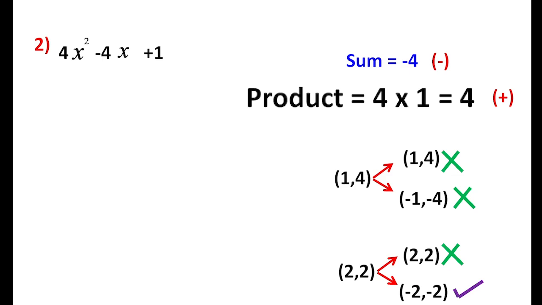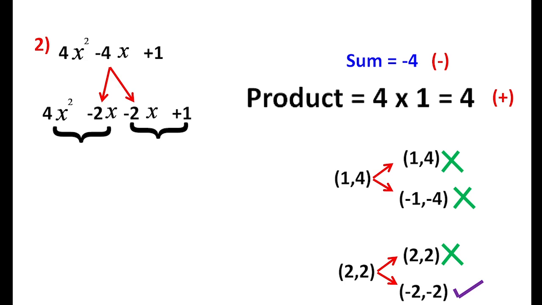So we have to split the middle term. Come back to the equation. First term is 4x square. Negative 4x is the middle term, that we need to split. Instead of negative 4 we have to write negative 2 and negative 2. Then the last term, plus 1, we write the same way. We have to group it: first 2 terms in one group and the last 2 in another group.